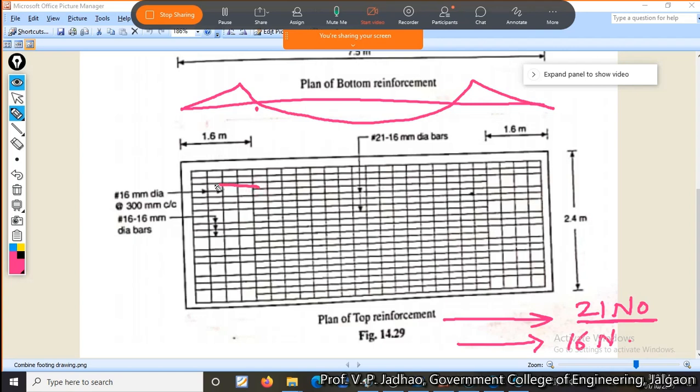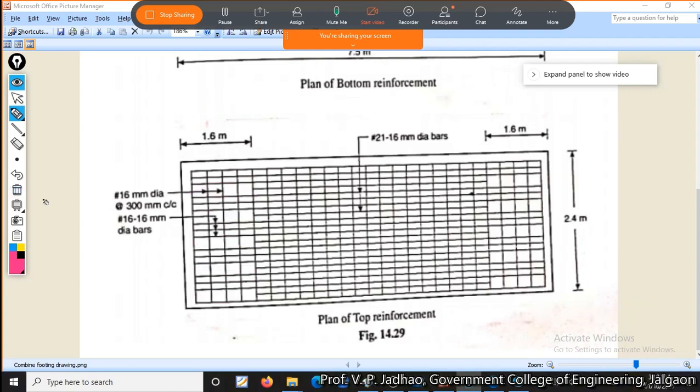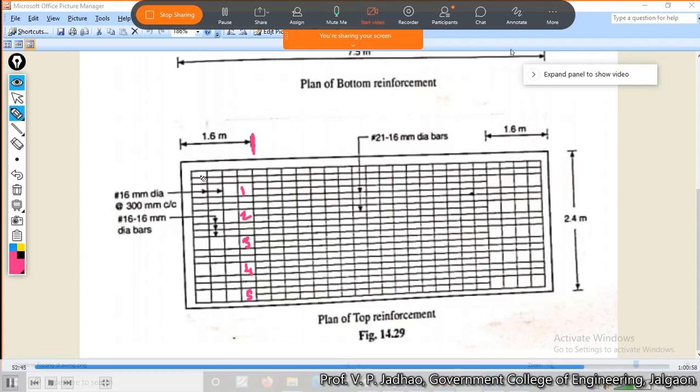You can see here we haven't provided the complete reinforcement bar here. 1, 2, 3, 4 and 5. We just cut these bars here. You can see at these 5 locations, the first, second, third, fourth and fifth, we have cut these 5 bars only. So for full length we have provided 16 bars.